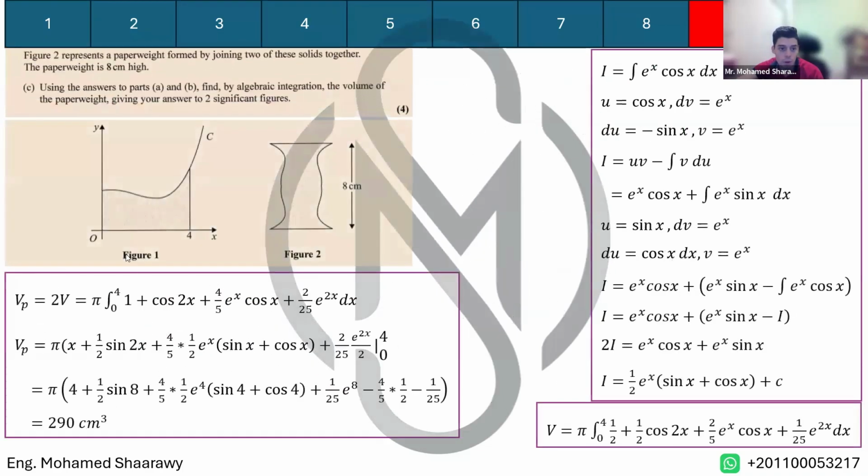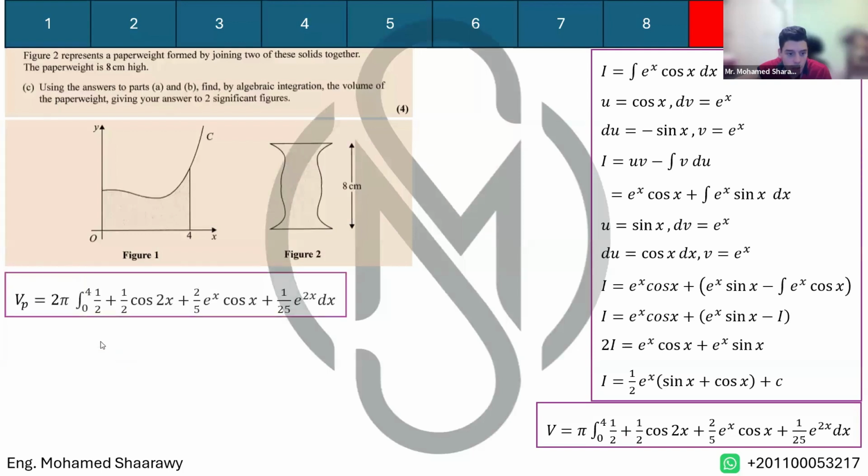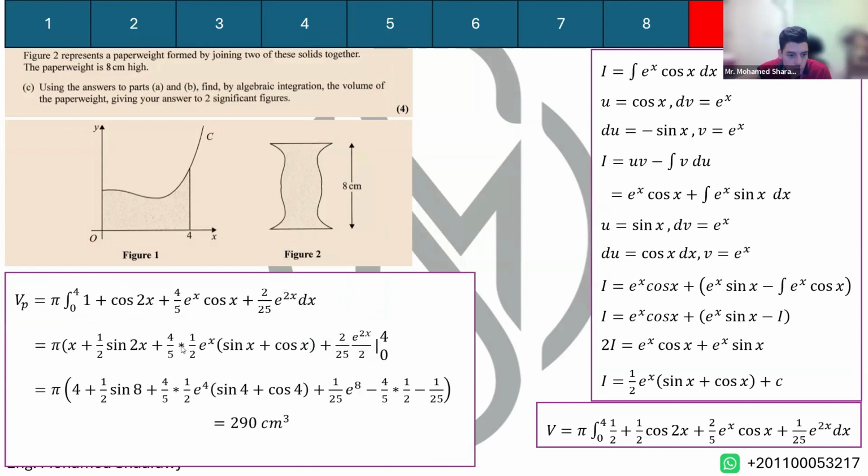Okay, in part C, he wants me to get the volume of the paperweight, which is double the volume of this one. As you can see, the volume of the paperweight is 2V, where V is the old expression we had from parts A and B. And actually 2 times this, I'll expand the 2 now. So 2 times half is 1, and so on. I just expanded the 2 here.